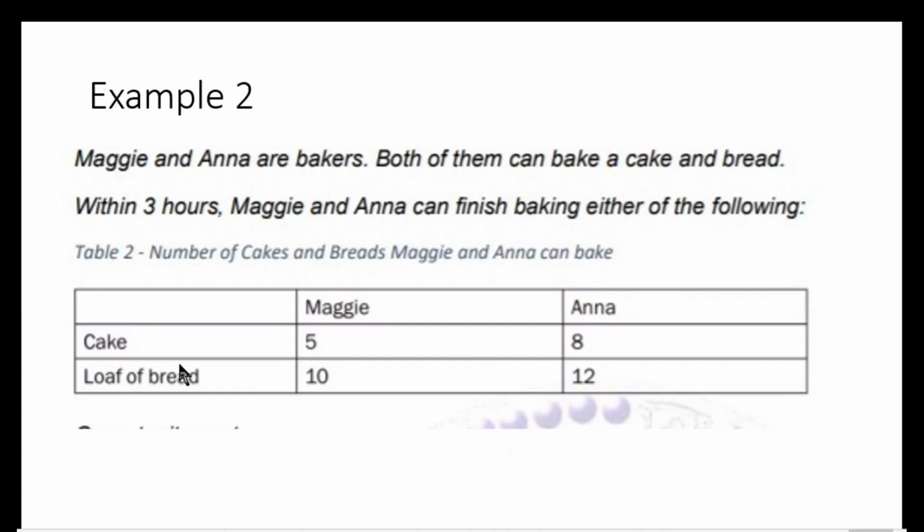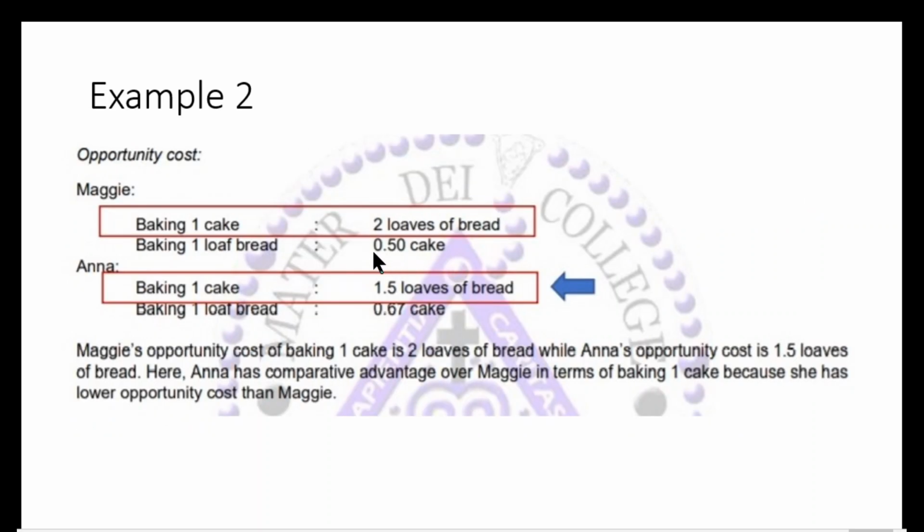Meanwhile, for the loaves of bread, we will be using the bread as denominator. So 5 divided by 10. So the opportunity cost to make a bread would be 0.50 cake.